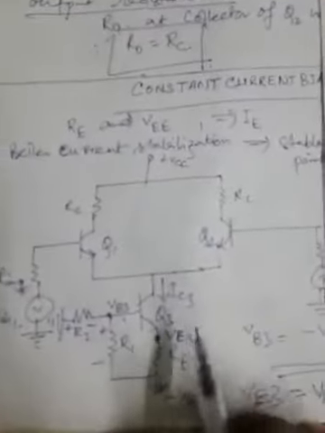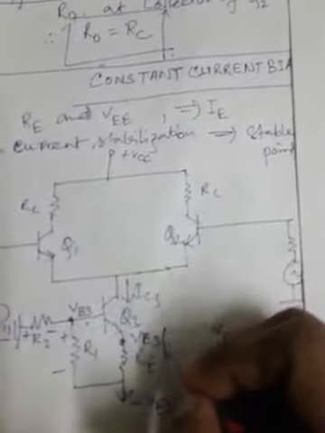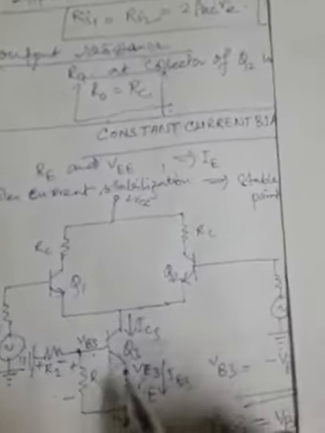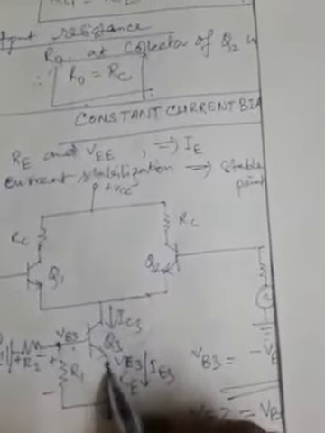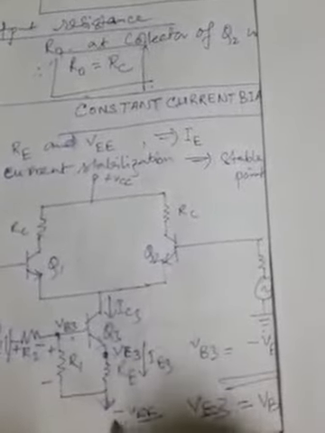So this IE3 can be found as VE3 minus of minus VEE divided by Re using simple Ohm's law. So in this, once again refer to the circuit, the IE3, that means the current that should be flowing through the emitter terminal in this direction, this should be IE3, and that IE3 is this voltage. This should be flowing from VE3 into minus VEE.